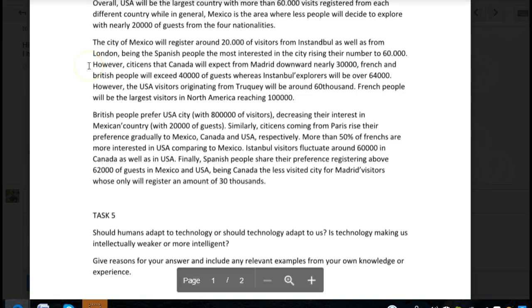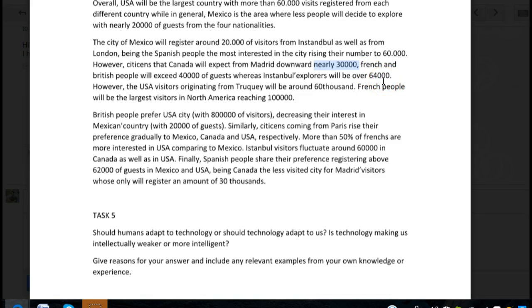Okay, so moving along. However, citizens, careful with your spelling, from Canada will expect from Madrid downward nearly 30,000. Okay, again, you meant something different here. So, however, citizens from Canada will visit Madrid with numbers close to 30,000. And again, you just need to change a few things around here. French and British people will exceed 40,000 of guests, whereas Istanbul's explorers will be over 60,000.